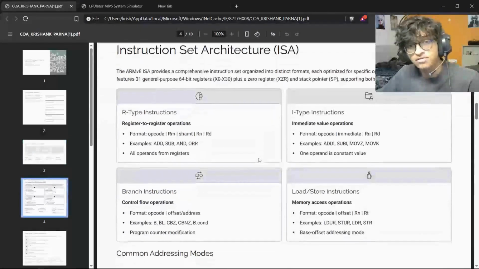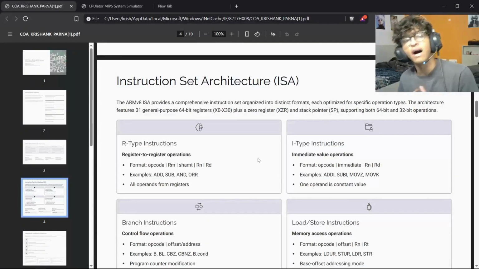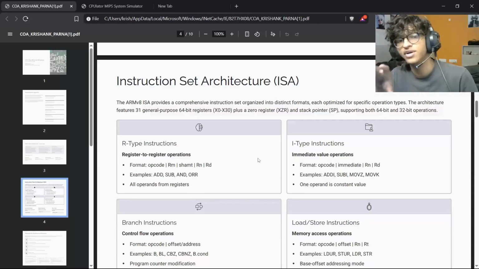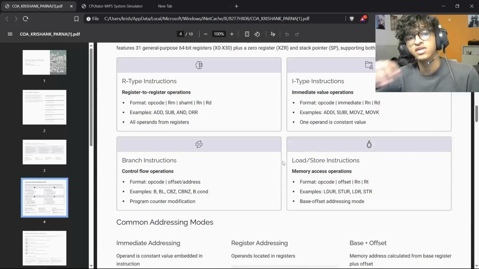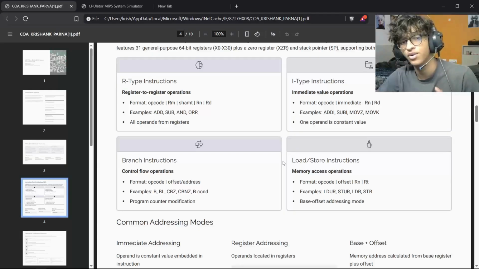Moving on, instruction set architecture, ISA. The ARM V8 ISA provides a comprehensive instruction set organized into distinct formats, each optimized for a specific operation type. The architecture features 31 general purpose 64-bit registers plus a zero register and a stack pointer, supporting both 64-bit and 32-bit registers. There are four types of instructions: R-type, I-type, branch, and load or store.